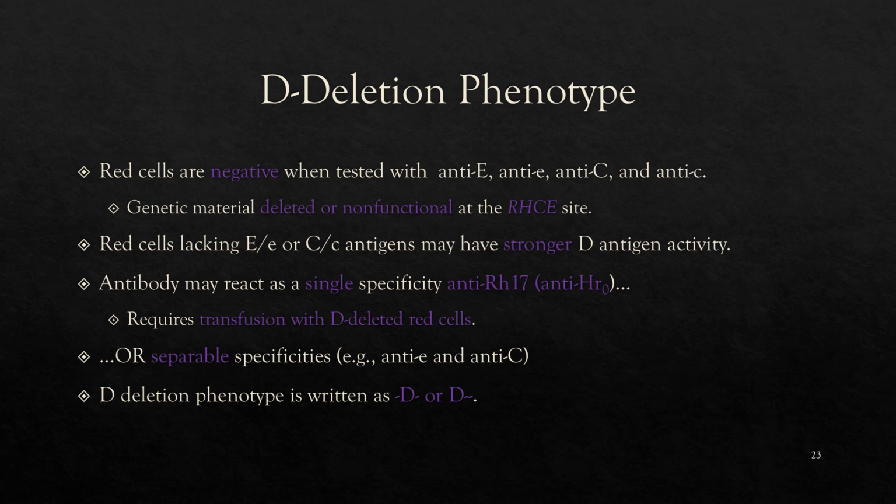The D deletion phenotype is the one we spoke about before, the D-dash-dash, where the D gene actually deletes the CE gene, making the CE non-functional. So there will be no CE antigens present, but a stronger D antigen activity.